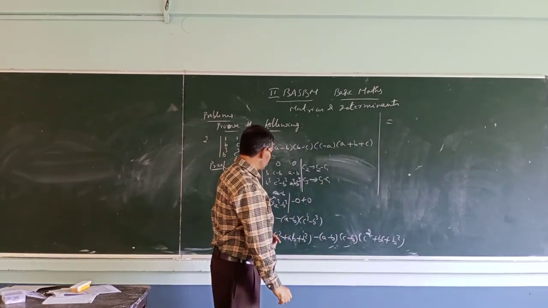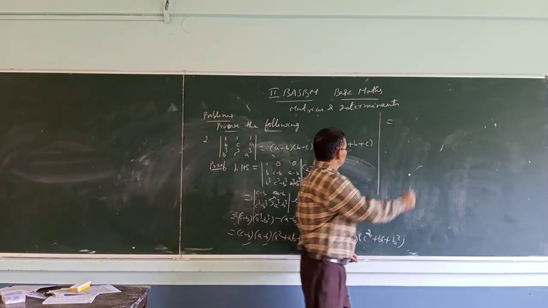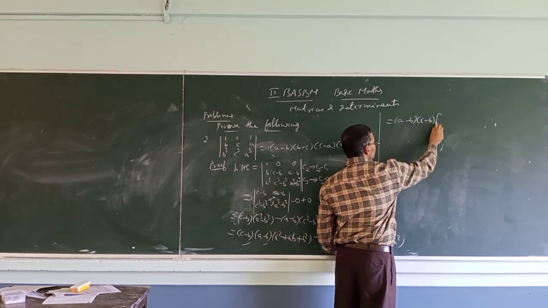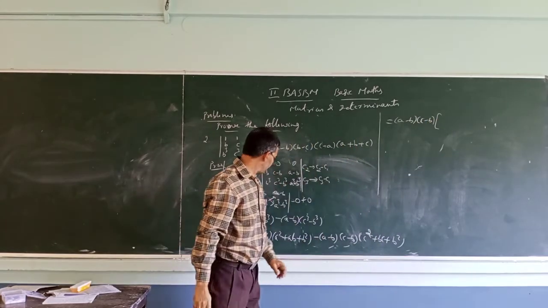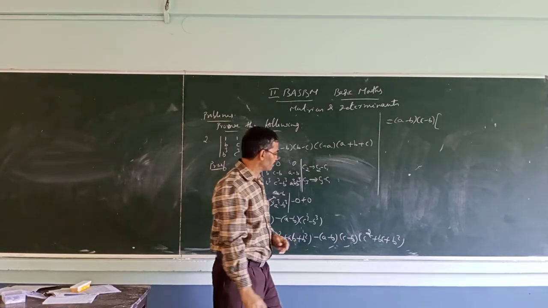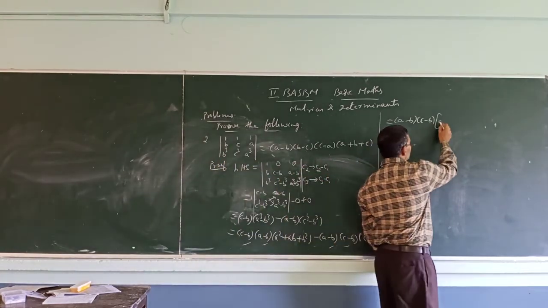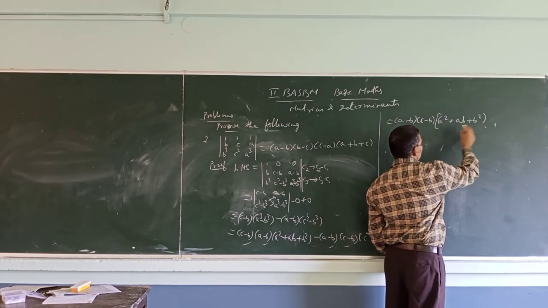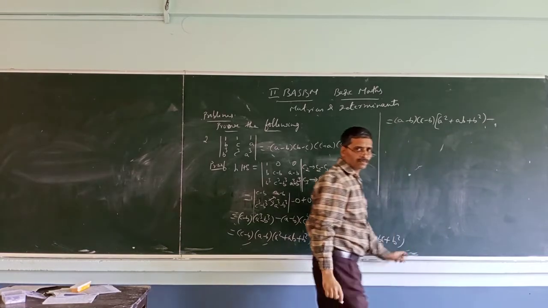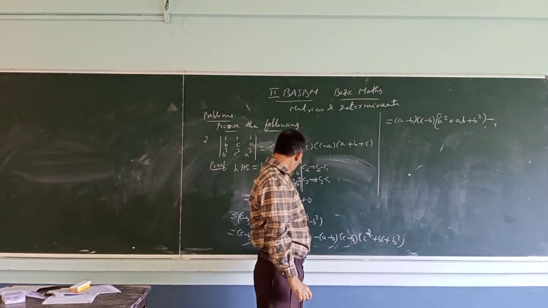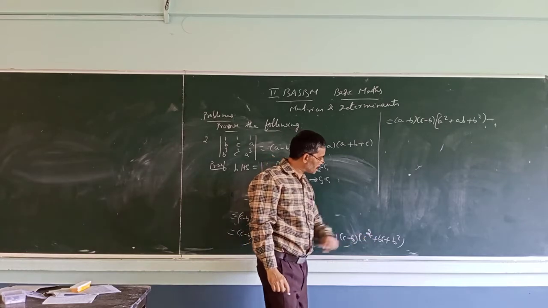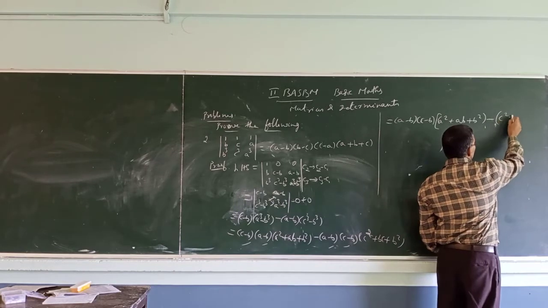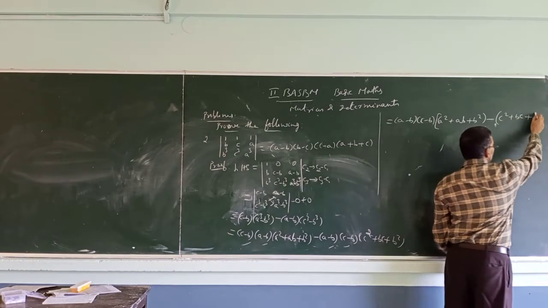Equal to, so (a minus b)(c minus b) is common, into the remaining terms. Let us write: the first term is a² plus ab plus b², minus the other terms: a² plus ab plus b², and c² plus bc plus b².